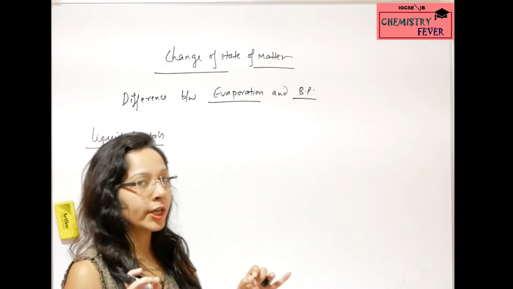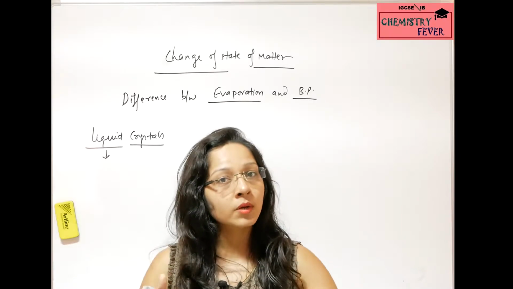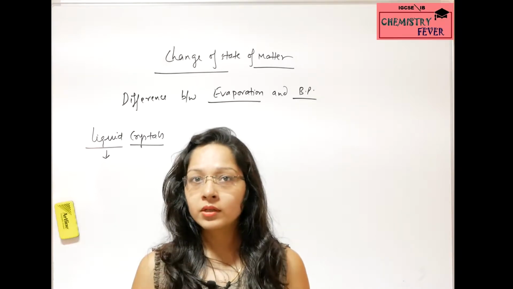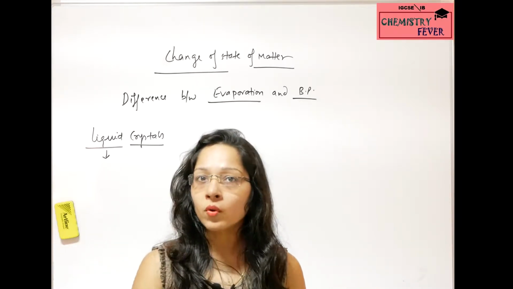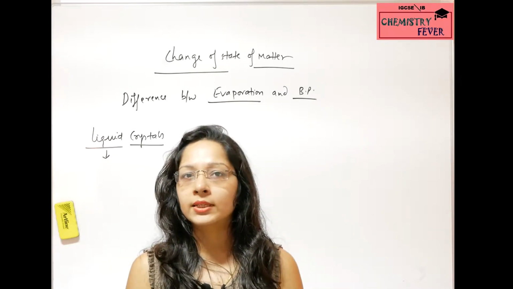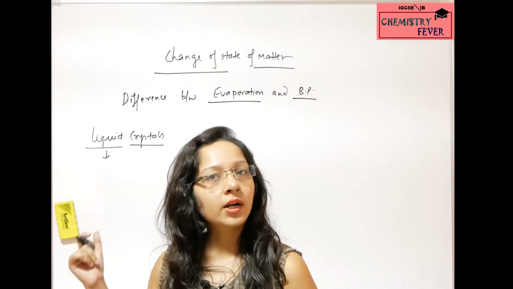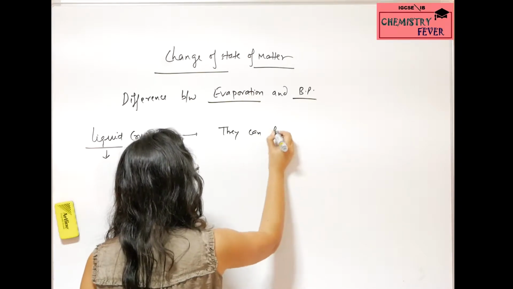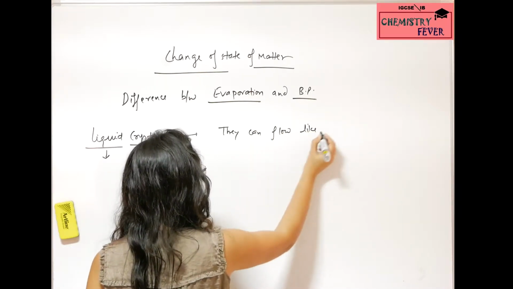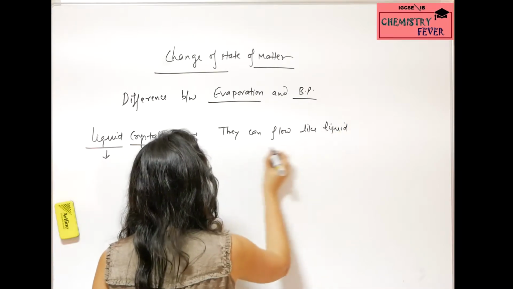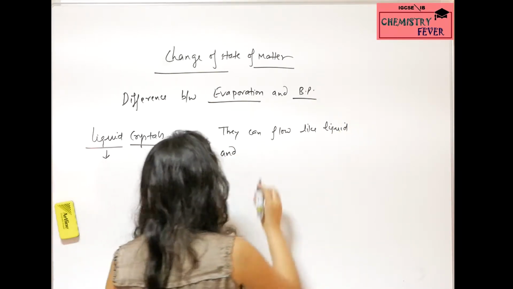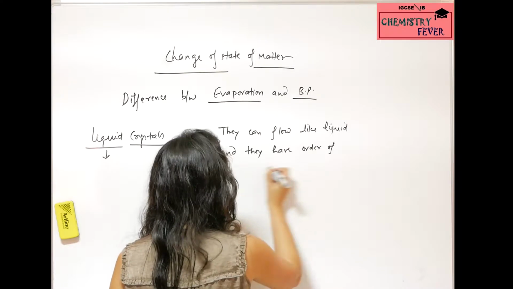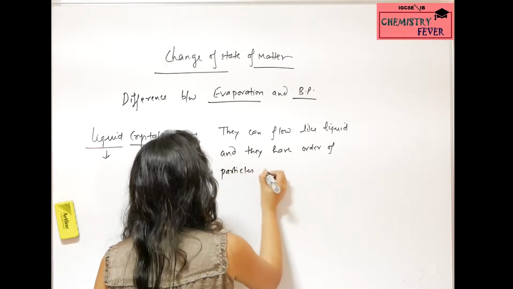Crystals means we are talking about solids. The most remarkable property of a solid is that there is an ordered arrangement of all the particles. So liquid crystals are the substances which can flow like a liquid but have order of particles like a solid, like in an LCD. So these are liquid crystals. The characteristics are they can flow like liquid, and they have order of particles as in solid.